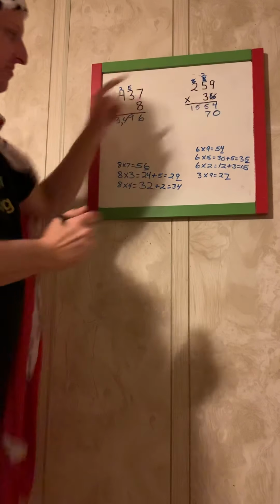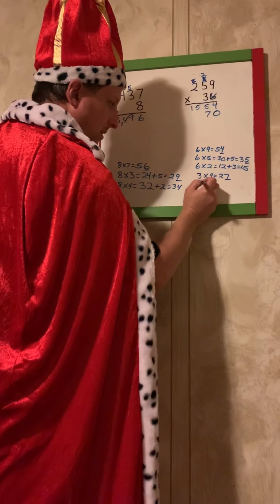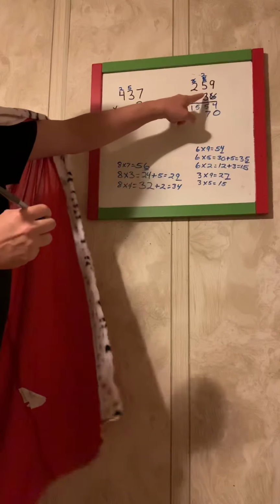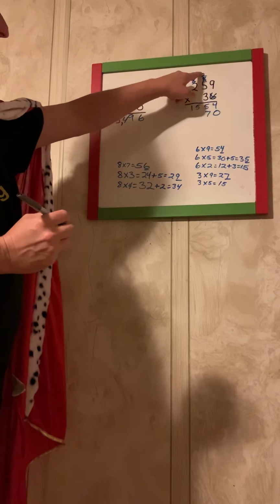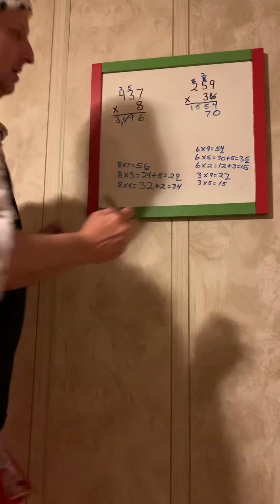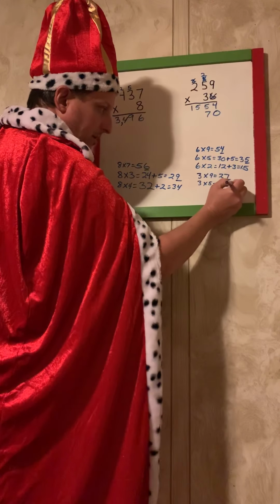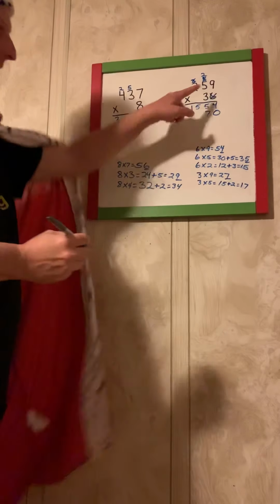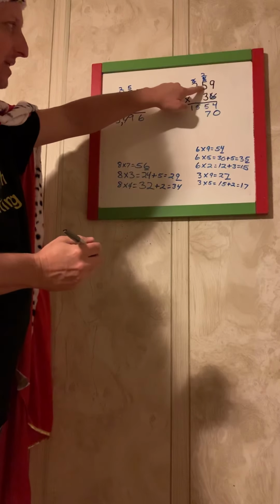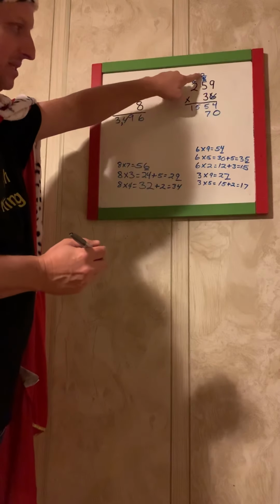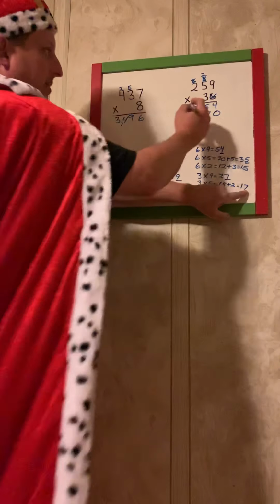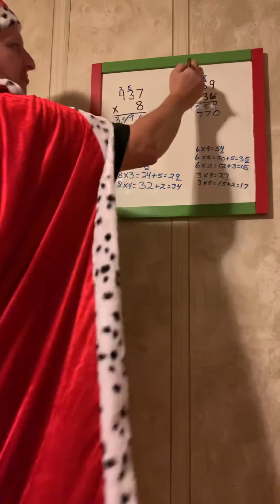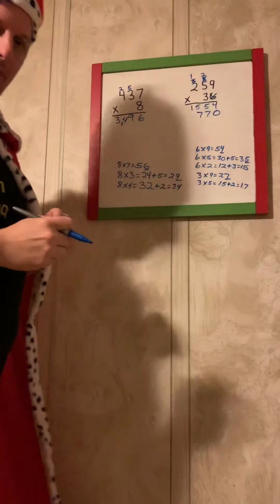So I do 3 times 5 equals 15. But I can't forget about that 2 that I have up here. So I have to add 2 more. 15 plus 2 equals 17. Write the 7. Carry the 1. Where that 3 was before, I now have a 1 over it.